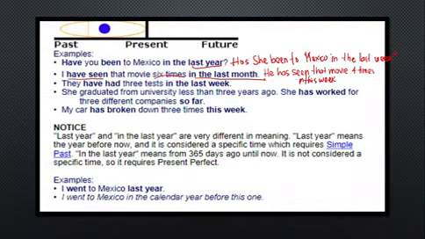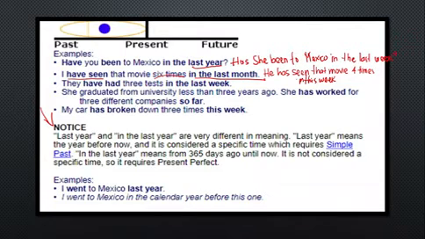She graduated from university less than 3 years ago. She has worked for 3 different companies so far. My car has broken down 3 times this week. Okay, now pay attention here. Notice last year and in the last year are very different in meaning. Okay? Son diferentes, decir el año pasado que en el año pasado. Son muy diferentes en el significado.